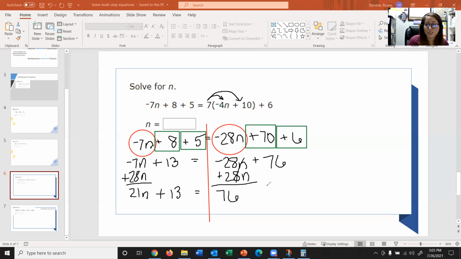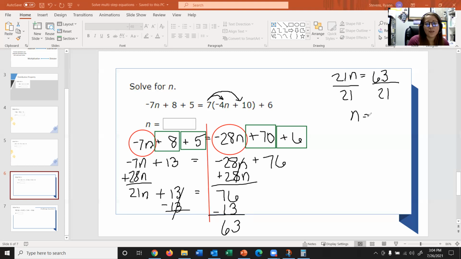So now I can get this 13 to the other side by subtracting. And that's going to cancel for us. And this is going to be 6 minus 3 is 3. And then 7 minus 1 is going to be 6. So my new equation that I'm working with is 21n is equal to 63. And this is where now we have the multiplication. So we want to do the inverse, which is division. We're going to divide both sides by 21.